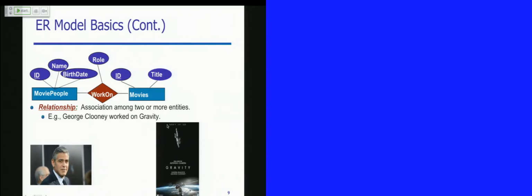Yes? Can one entity have a relation with itself? Two slides from now we'll talk about that. Good question though. So the question was, can an entity have a relationship with itself? And in the weird world of ER, someone can have a relationship with himself. Any other ones?